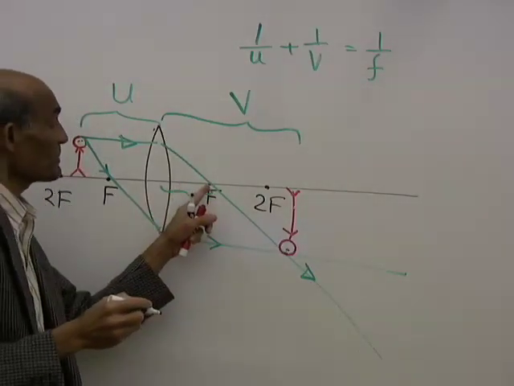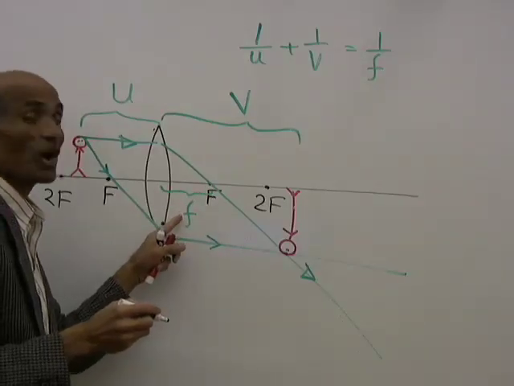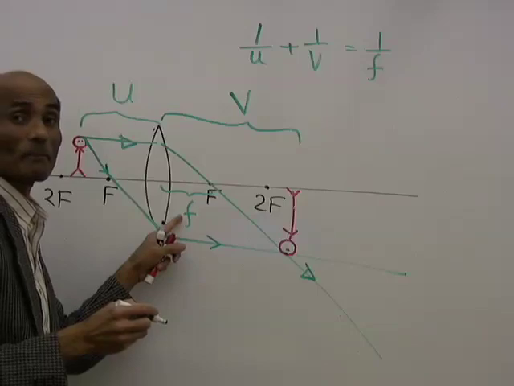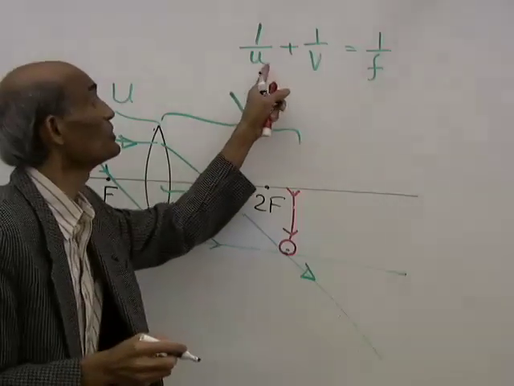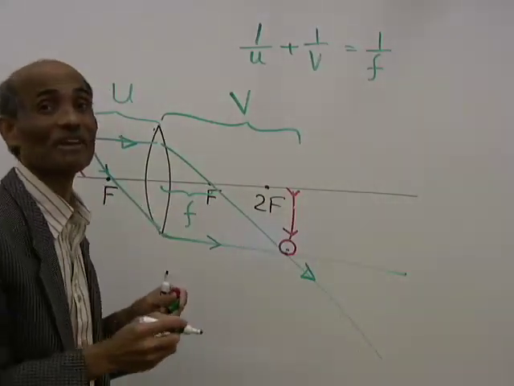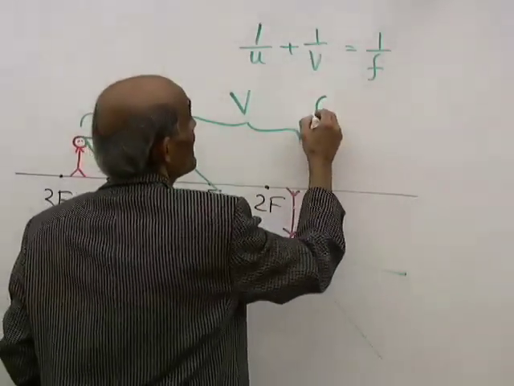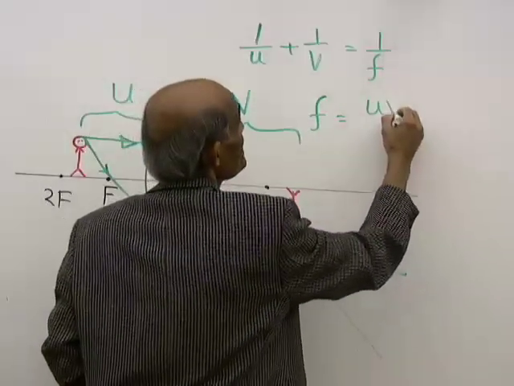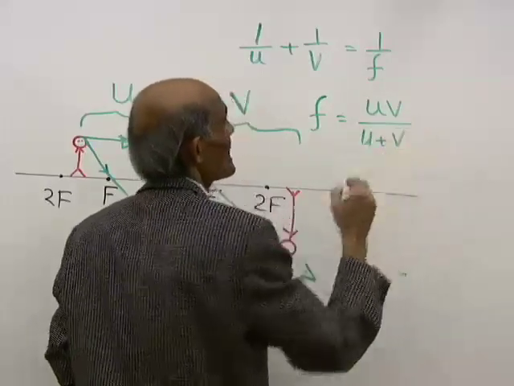The distance of the principal focus from the center of the lens is called the focal length, and we will represent it by the lowercase f. 1 over U plus 1 over V equal to 1 over F. If you solve this equation for F, you get F equal to U times V divided by U plus V.